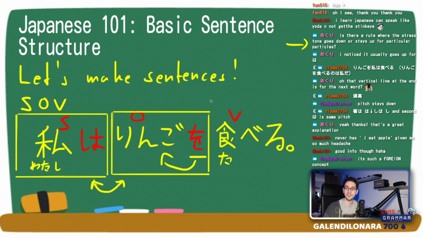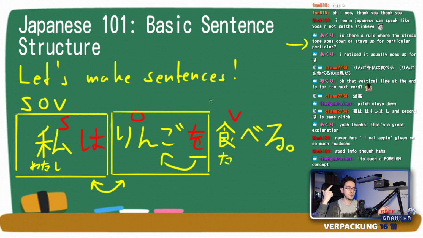Alright, we were at the recap. So we learned about sentence structure, then we learned about two particles and what particles are. Again, particles mark the function of words, and particles are suffixes, so they're attached after the word, okay? The two particles we learned were wa and o: wa is the topic marker, which can also often mark the subject, but not always, and o is the direct object marker, which always marks the direct object.